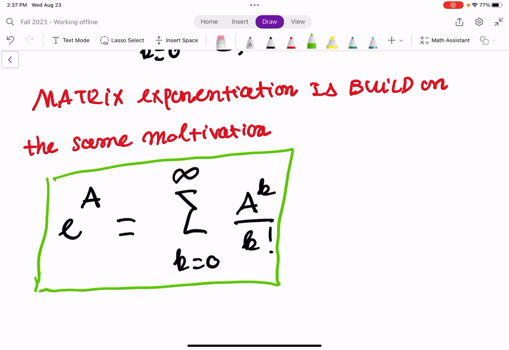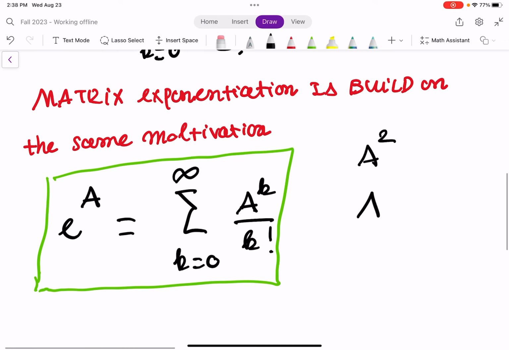Now, the reason why we use the power of the Taylor series to compute e to the power of A is that we can compute A squared, A to the power 2, and A to the power 3. We can do that. For example, we can do the matrix 1, 2, 4, 7 to the power 2. We can definitely do that. And then we can sum it up and we can get our exponential.